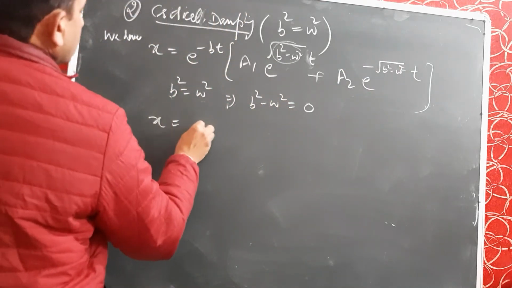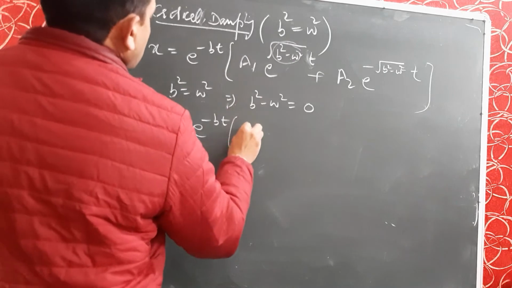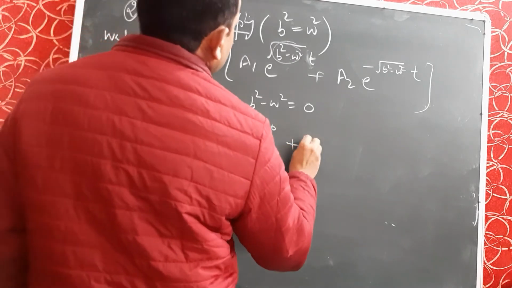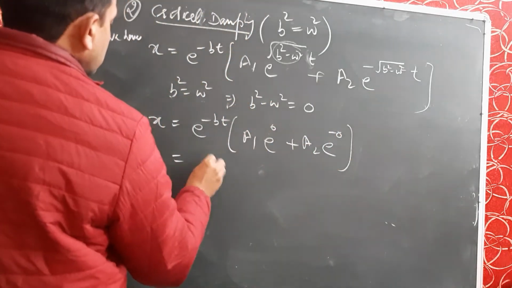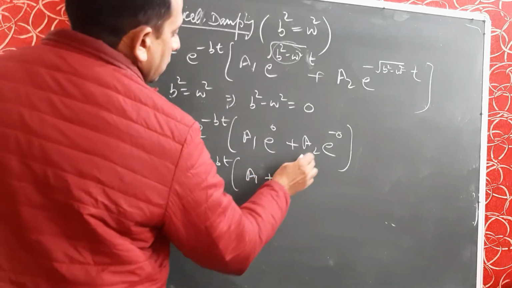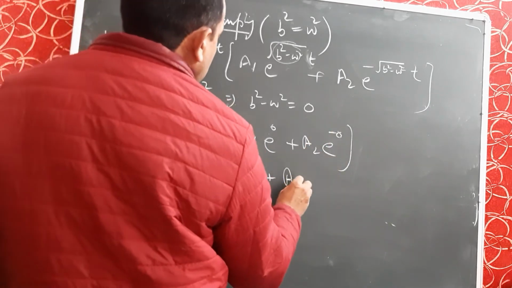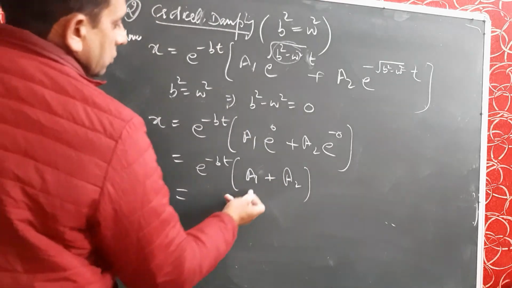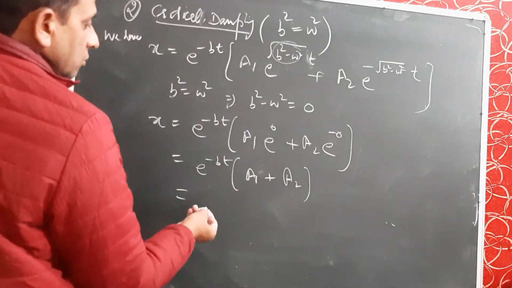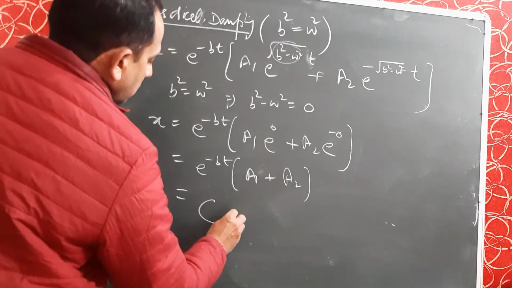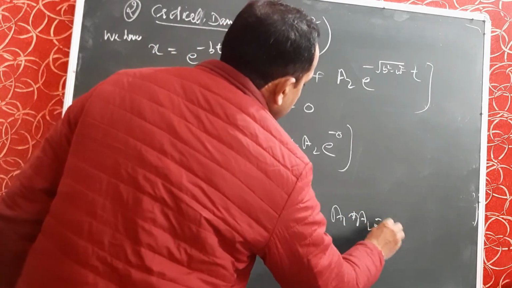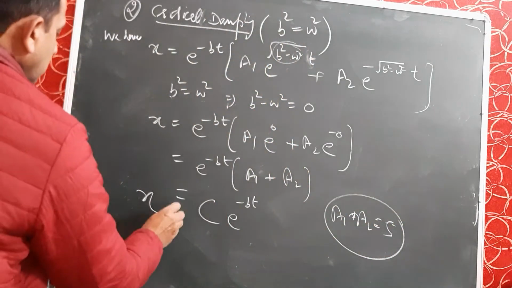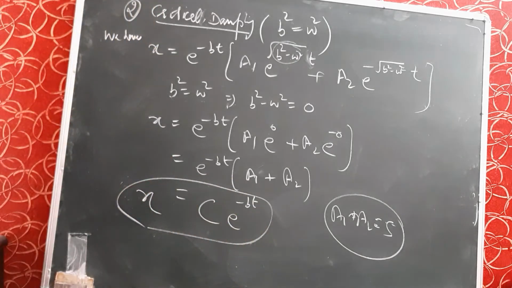So we will get x is equal to e power minus bt into a1 e power 0 plus a2 e power minus 0. You know that e power 0 is 1, so it is e power minus bt into a1 plus a2. These two constants may be taken as a single constant, so it is any constant c, e power minus bt, where a1 plus a2 is c. This is the solution obtained from the condition of critical damping.